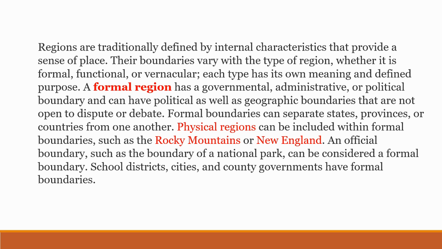A formal region has a governmental, administrative, or political boundary and can have political as well as geographic boundaries that are not open to dispute or debate. Formal boundaries can separate states, provinces, or countries from one another. Physical regions can be included within formal boundaries, such as the Rocky Mountains or New England. An official boundary, such as the boundary of a national park, can be considered a formal boundary. School districts, cities, and county governments have formal boundaries.